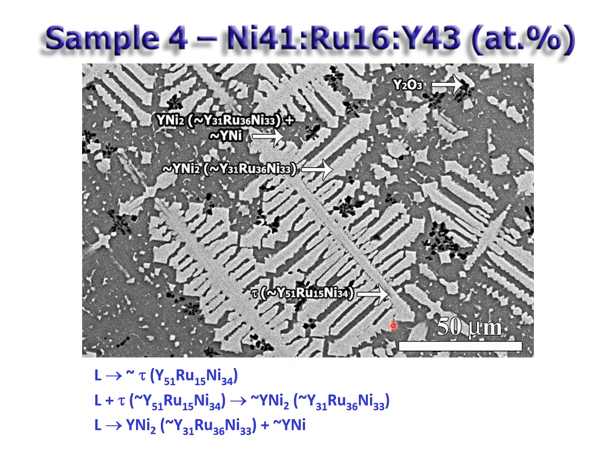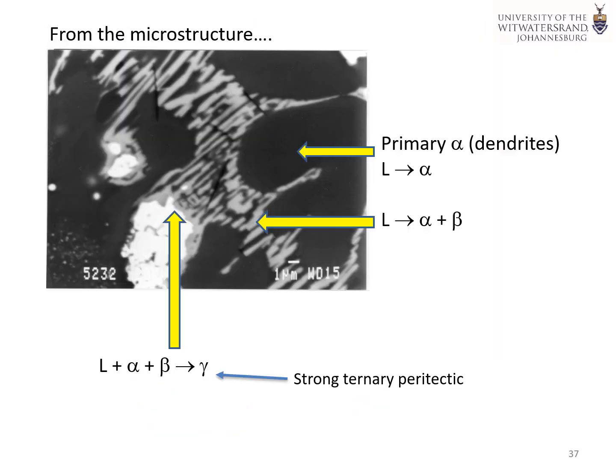there's a medium bit inside that dendrite. That was the primary phase. Then there was a peritectic reaction to form this, and then finally you had a eutectic reaction, which does look a bit strange, I admit.